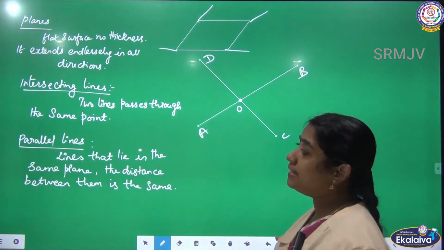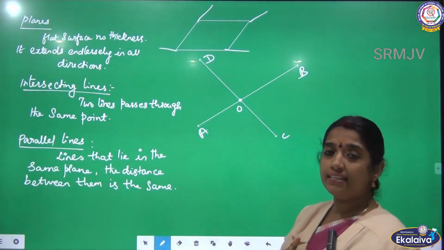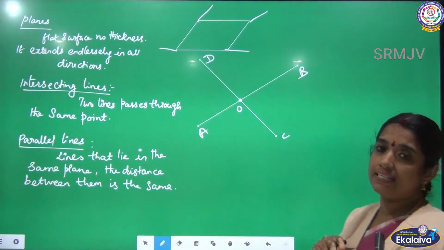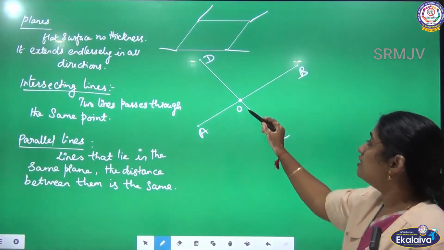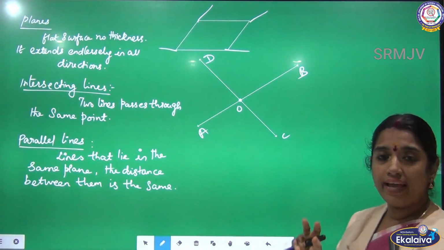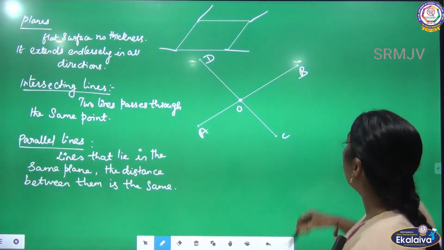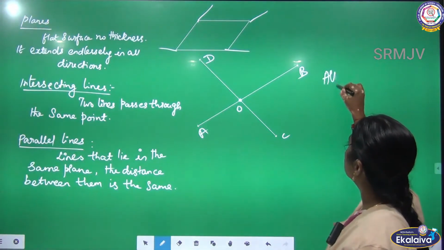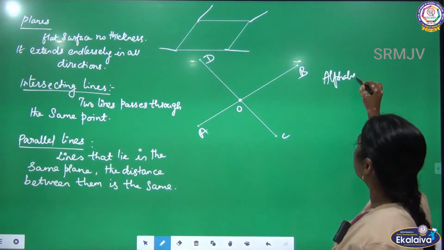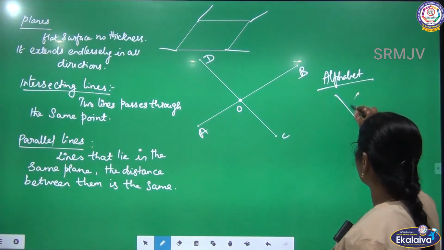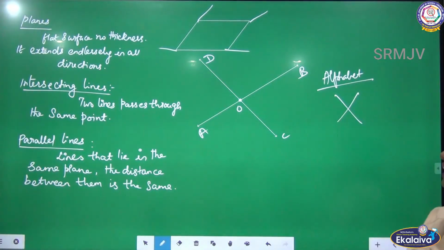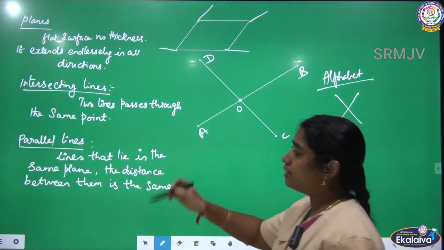A good example is a scissor. Can you see the scissor, children? If you see the scissor, you can find out that O is a good example for intersecting lines. And in the alphabet, X is also an example for intersecting lines. Next, I am moving to the parallel lines.